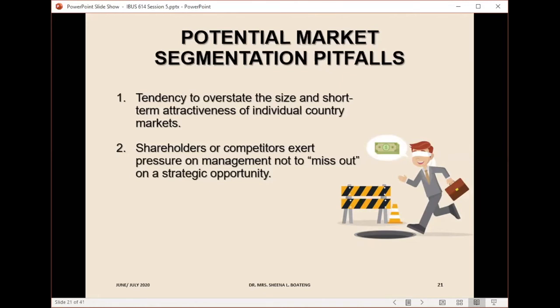So marketers should be ready to take on shareholders and competitors who might exert pressure and force you into taking decisions that you know will not benefit your firm in the long run, or that you are not ready to take on.